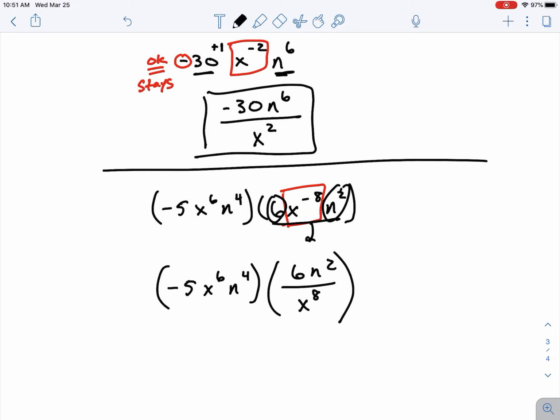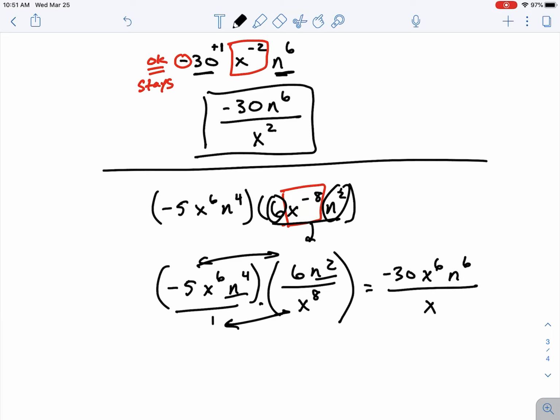And now you can do the problem just like normal. This is two fractions multiplying, and you go straight across. Numbers are normal, so -5 times 6 is -30. Then you've got an x to the 6th on the top, and you've got 4 n's and 2 n's, which give you 6 n's total. All over, what's on the bottom? 1 times x to the 8th, which is x to the 8th.